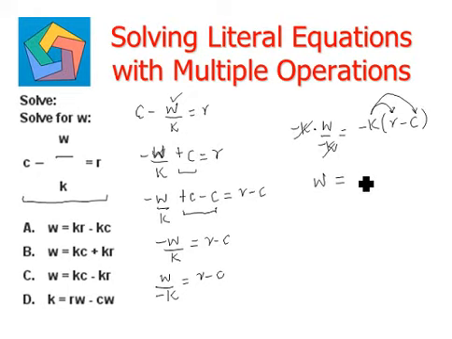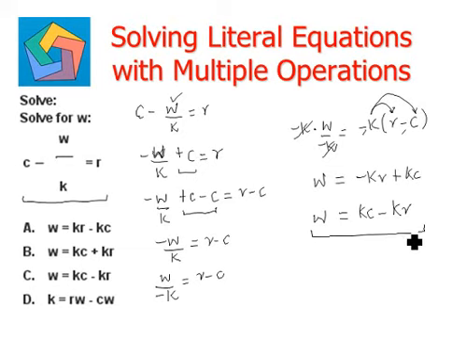Let's see what happens. Negative k times a positive r is a negative kr. When a negative is multiplied by a negative, we get a positive kc. Let's rearrange this equation. w equals, we write the positive part first and then the negative, that is kc minus kr. This is the final answer and can be seen in option C. Let's look at the next example.